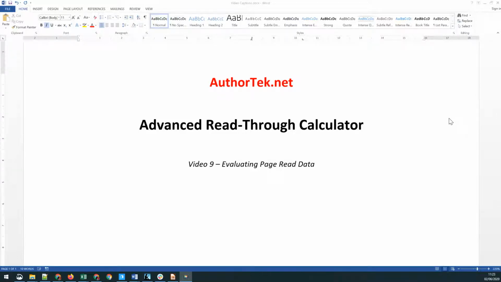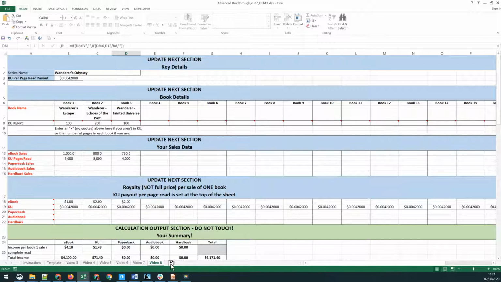We're now looking at evaluating page read data. So we will go back to our sheet. I'm just going to copy video 8 to video 9 because we're using exactly the same data. We've entered our pages per book, we've entered our page read, and we have the payout. So now we're going to look at the sell through.